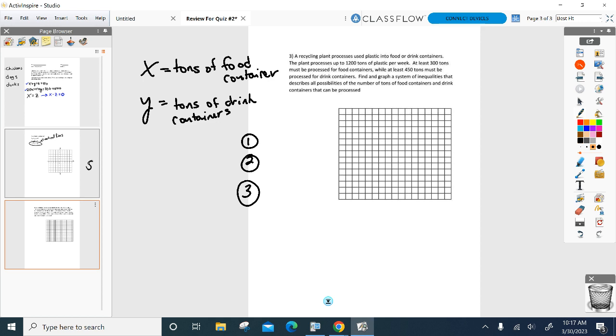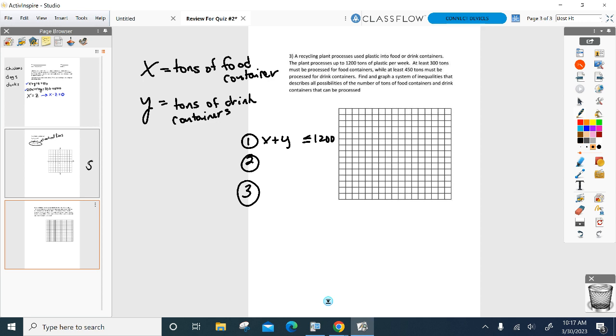Less than, right? Well, okay. Up to, yeah, I agree with that. Less than or equal to 1,200, up to. What's on the other side? X and Y, right? Because we're talking the total amount of plastic. So I'm going to say X plus Y, all the plastic, drink and food, up to 1,200. We are right there. All right, where is inequality number 2 going to come from?